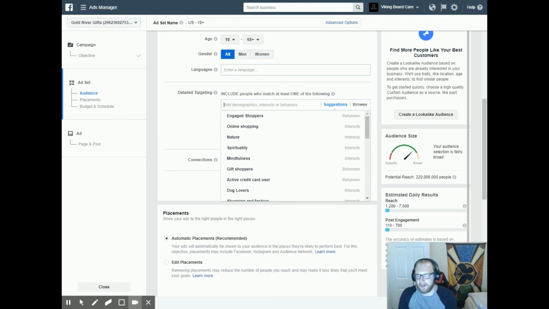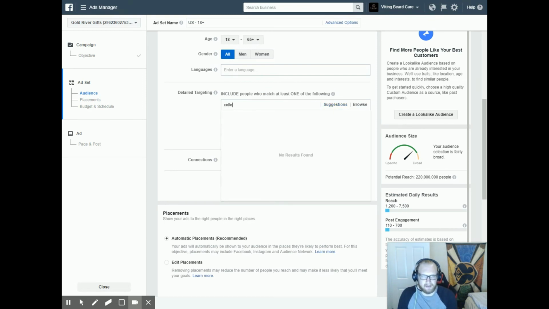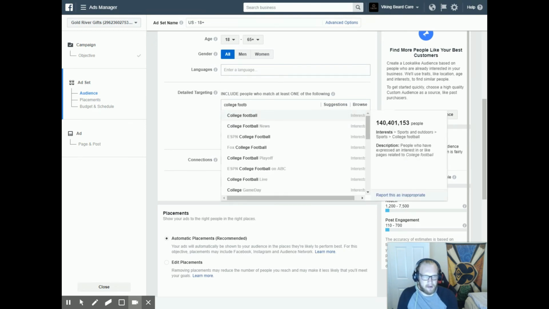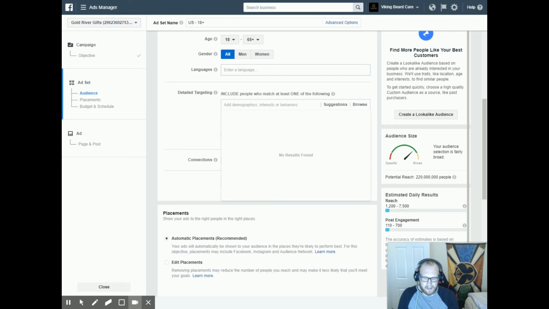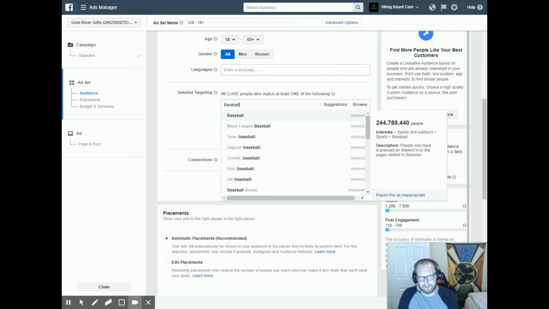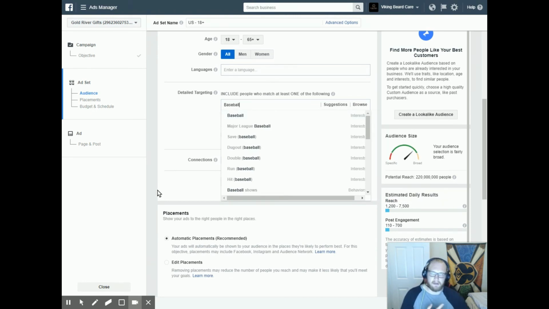But you can target by sporting fan events. So we can do college football. That's one way you can go about it. Or baseball. Then you can choose the years that you want to target, and different variations of sports. This could be super good for media companies, sports teams or franchises, even event organizers when they're trying to sell tickets to any of these events.